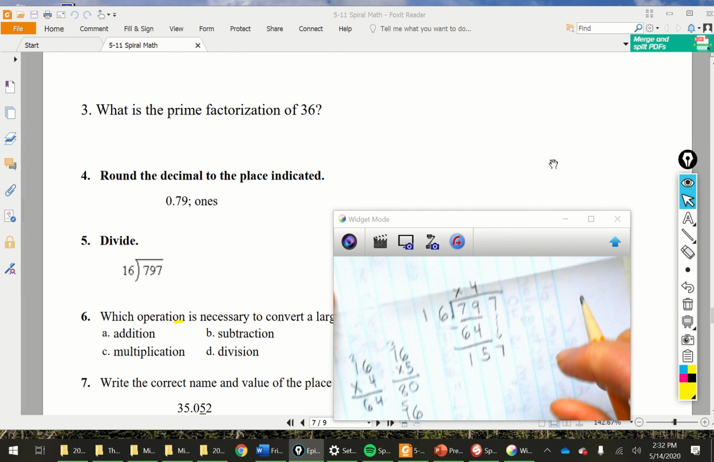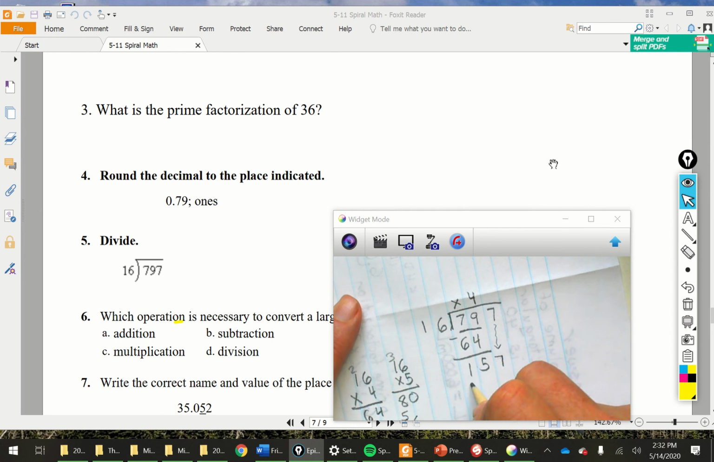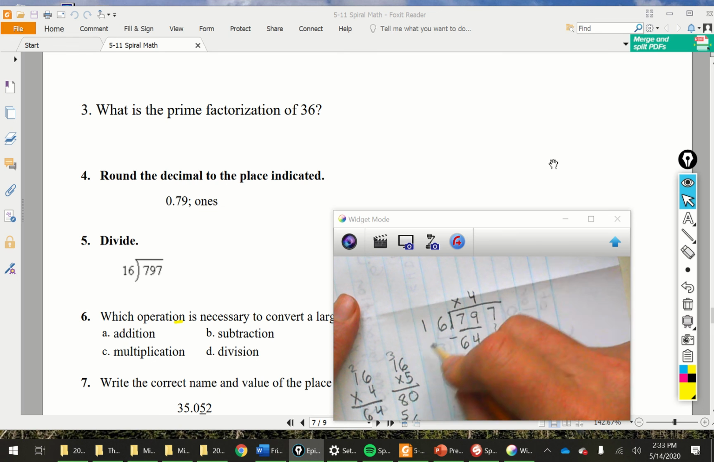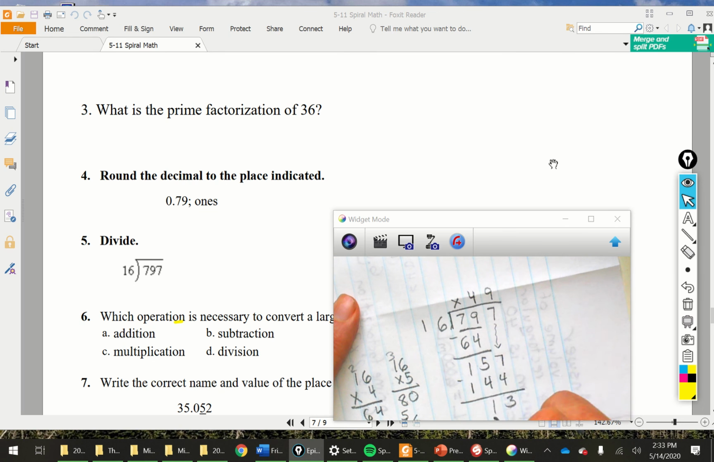All right, I'll go ahead and subtract underneath here. 157 minus 144. Yep, 7 minus 4 is 3. 5 minus 4 is 1. So 13 is less than 16, so that'll work okay. I'll go ahead and put 16 times 9 right up here. Make sure the 144, put the 13.